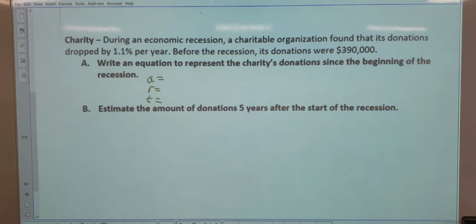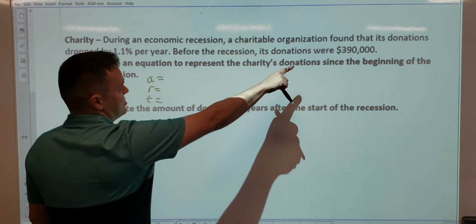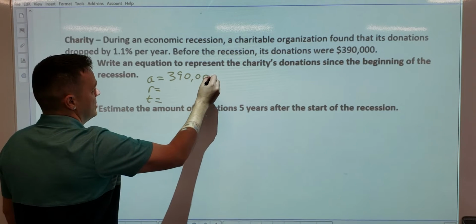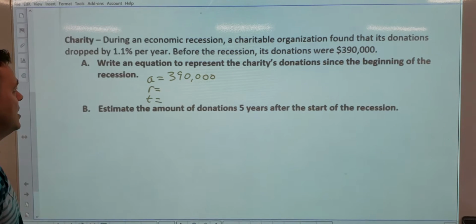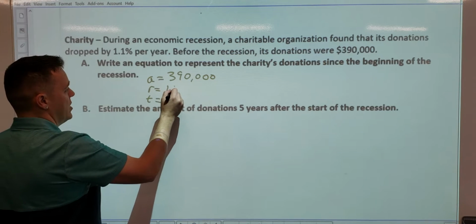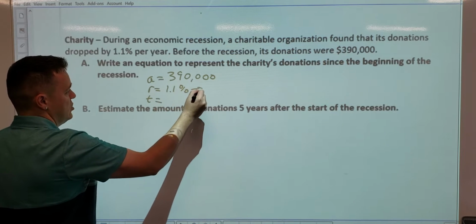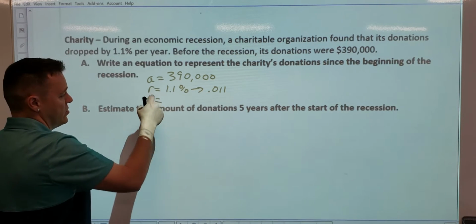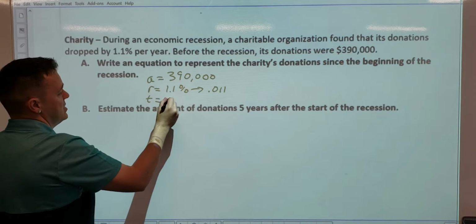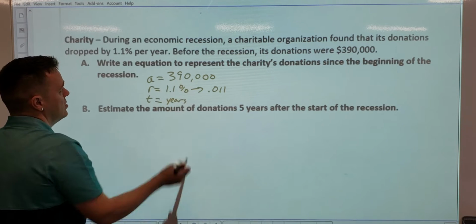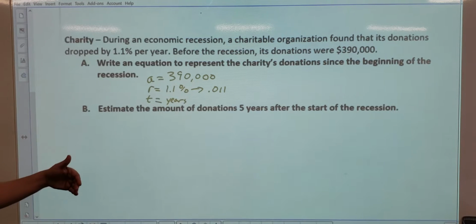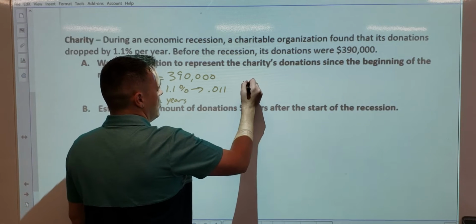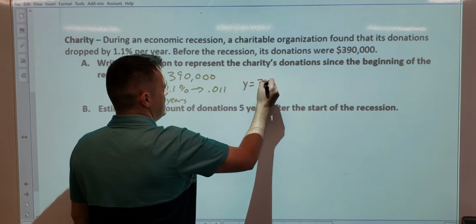All right, ART. So when you're doing the A, ladies and gentlemen, my initial rate is $39,000. Okay, if you want to put the dollar sign, you can. My rate is 1.1%, which you convert to 0.011. Okay, because decimal goes over twice, and time is in years. Okay, and so what you guys got to do now is plug it in, right? So we know it is y equals my initial rate.